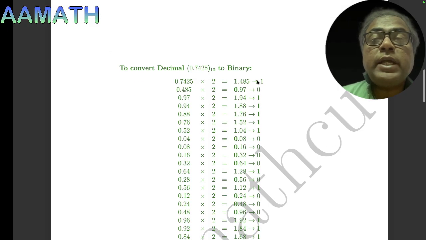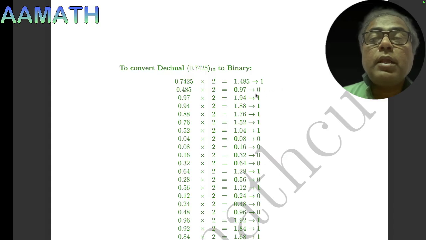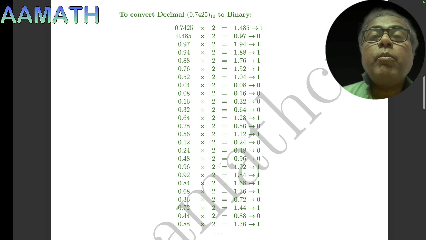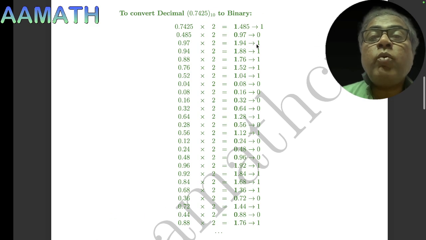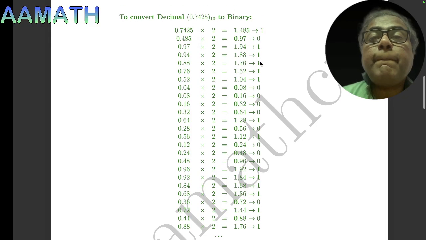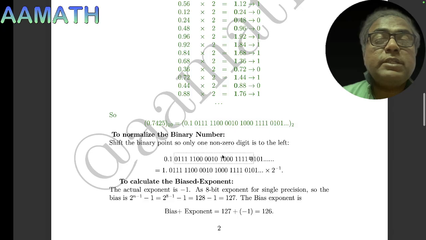So for this we get 1 0 0 1, and this continues. Actually, with the point here, we get the binary number 0.1011, and this continues, and this is the binary number.